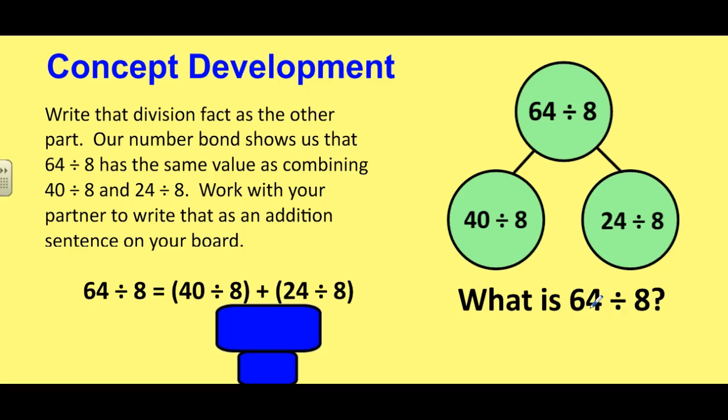So now we have got to solve it. So we have 64 divided by 8 into 40 divided by 8 and 24 divided by 8. I want you to write this equation on your board: 40 divided by 8 plus 24 divided by 8. And then we're going to solve. We're going to start with 40 divided by 8.